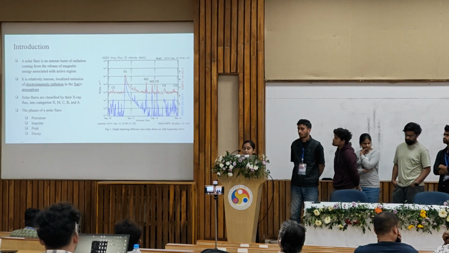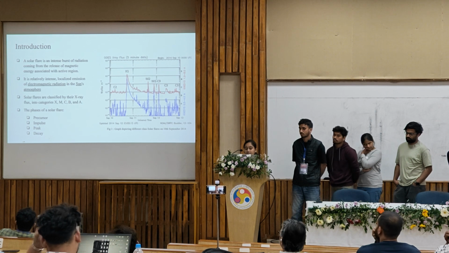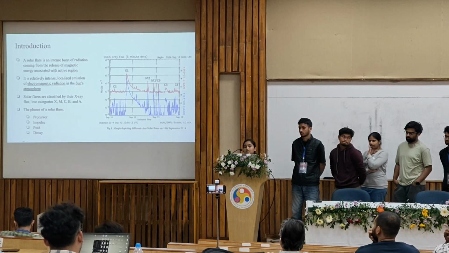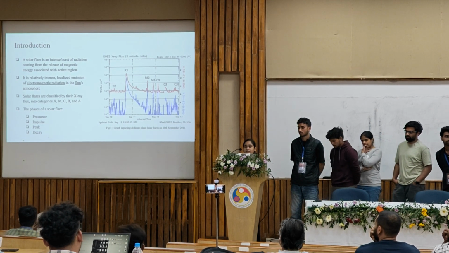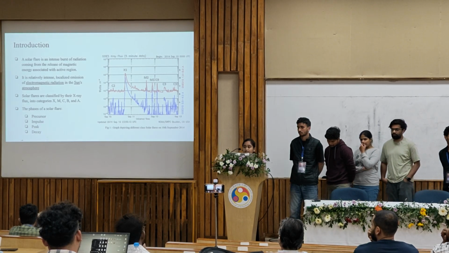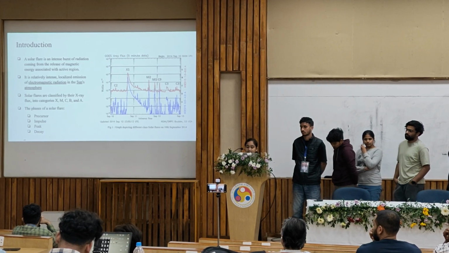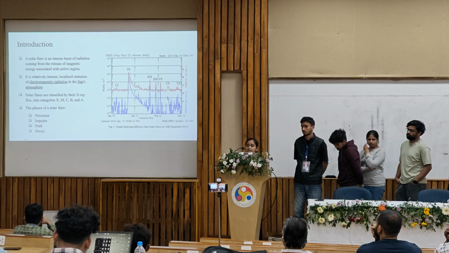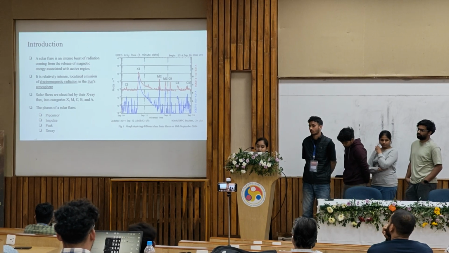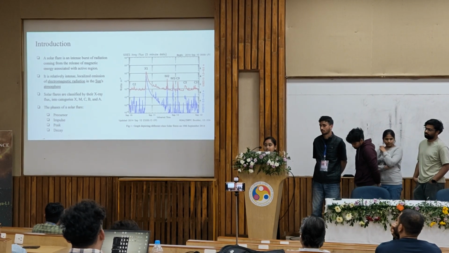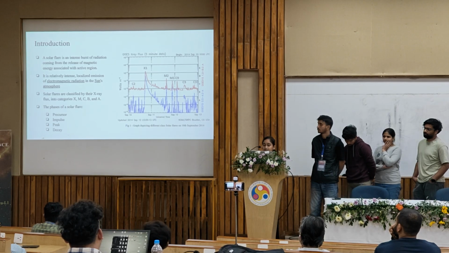And we have 4 phases of solar flares here, which are precursor, impulse, peak, and decay. Starting with precursor, where the intensity is minimum and it starts there, then the impulse, where the particles start to accelerate, followed by peak, where there will be maximum intensity, and then decay after that.